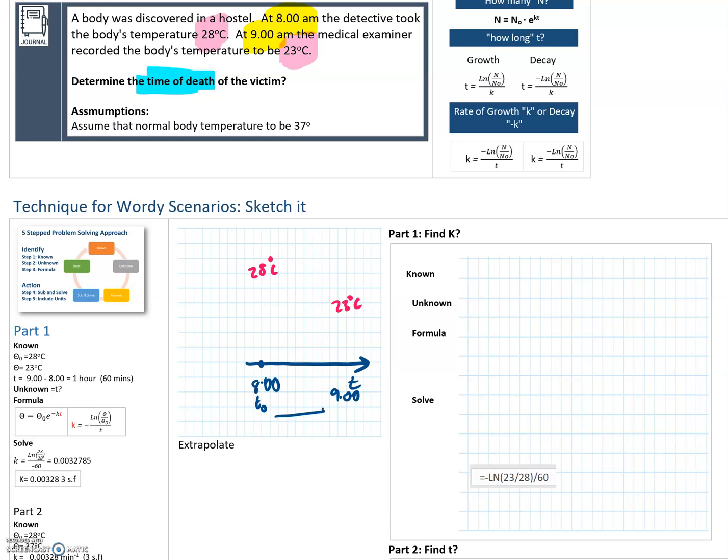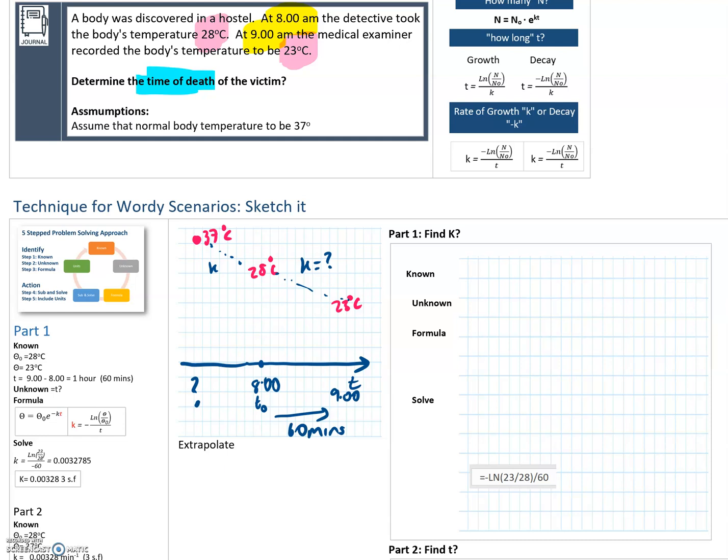So we know that there's an hour's difference here, or 60 minutes. What we can do is find out the rate at which the body cooled, or the decay rate. And this will be from here along here. And if we can find out what this K value is, we can work out at what time the body would have been 37 degrees at the time of death. So we'll be using this K value to extrapolate back here. So we'll get a negative time to tell us what time the body died.